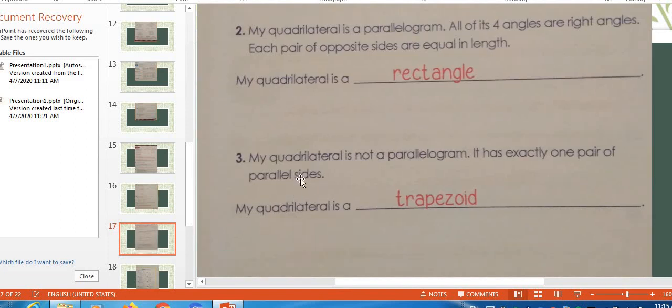My quadrilateral is not a parallelogram. It has exactly just 1 pair of parallel sides. It's now very easy. It's the trapezoid.